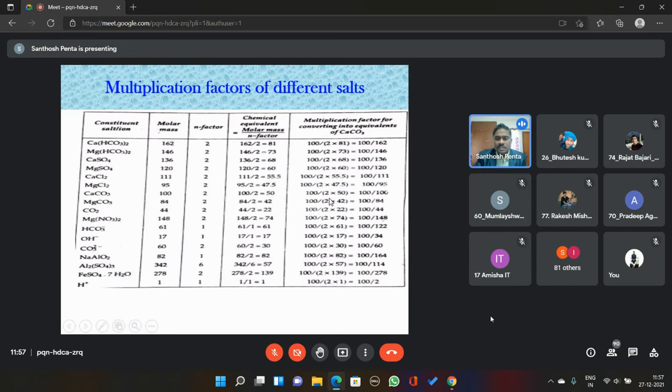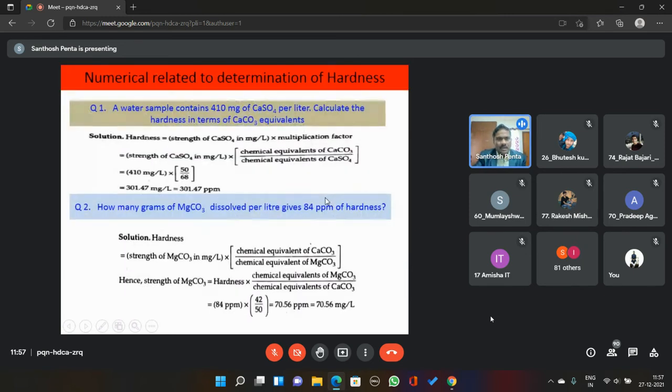Here any numerical was given? Yes, one numerical was given. The first question is: a water sample contains 410 milligram of calcium sulfate per liter. Calculate the hardness in terms of calcium carbonate equivalents. By going through this, we can understand how we can convert the hardness of different substances in equivalence of calcium carbonate. Milligram per liter is nothing but ppm.